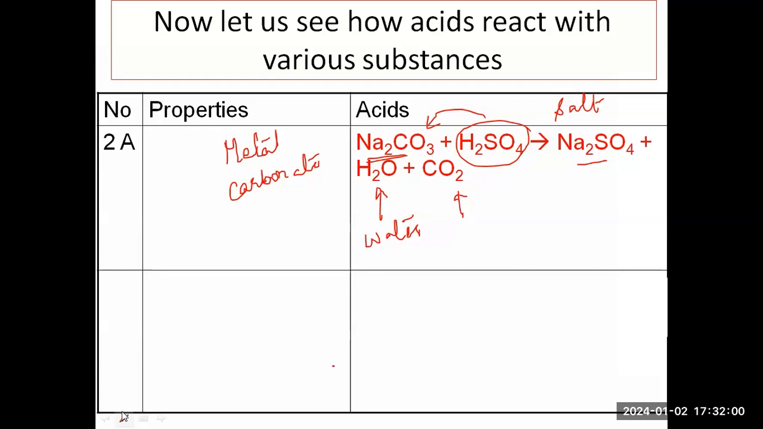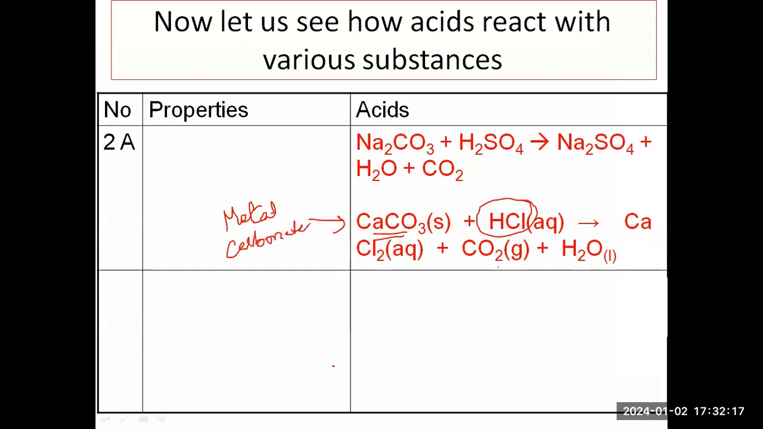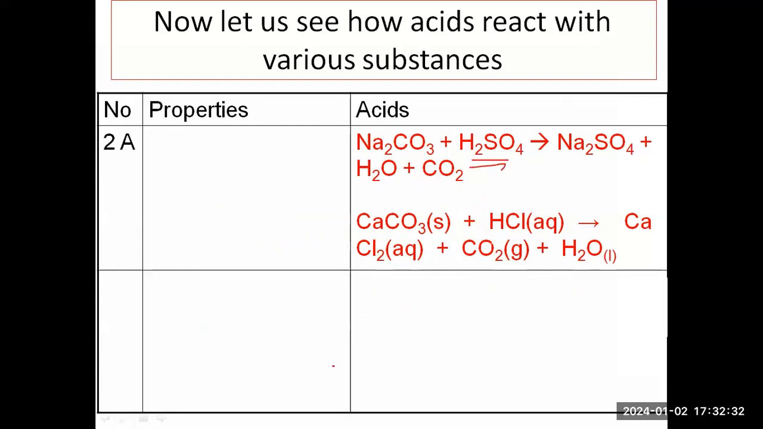Now, we will see one more reaction, then we'll conclude. Here you can see another acid, hydrochloric acid, and this is calcium carbonate. Again, this is a metal carbonate because calcium is a metal. So metal carbonate and acid is giving you calcium chloride, a salt, carbon dioxide gas, and water. So in both the reactions, we have the conclusion that whenever an acid is reacting with metal carbonate, we have three products: the salt, water, and carbon dioxide gas.